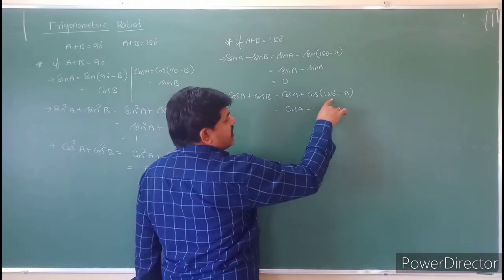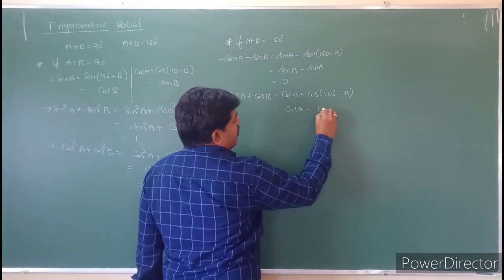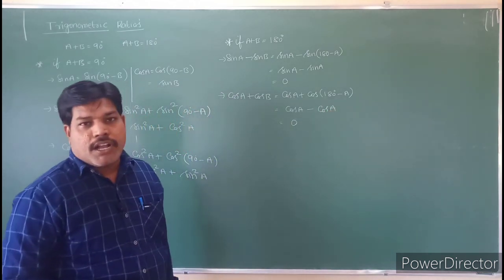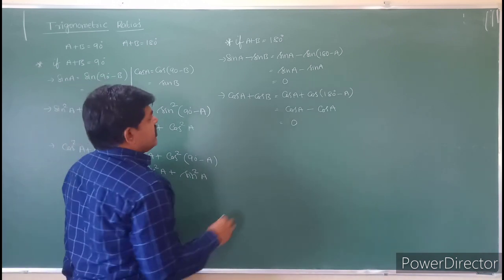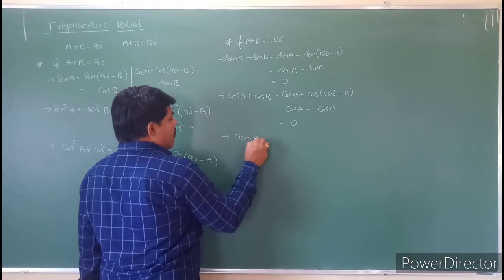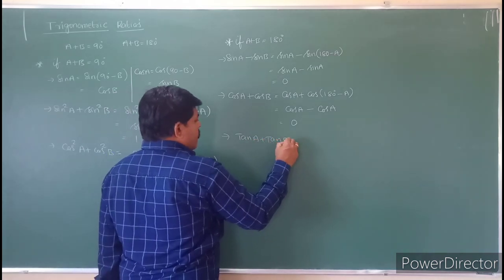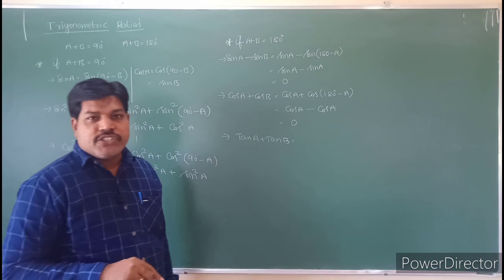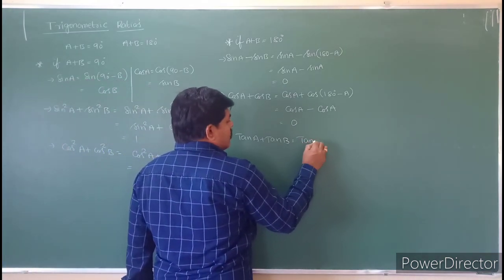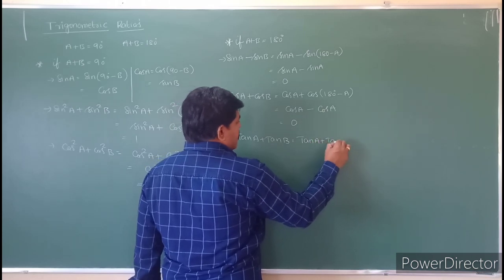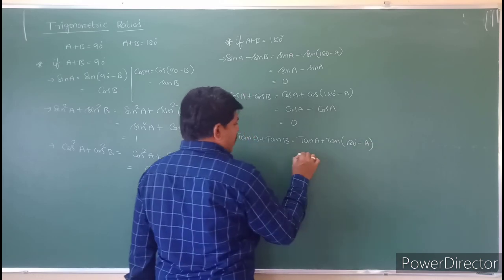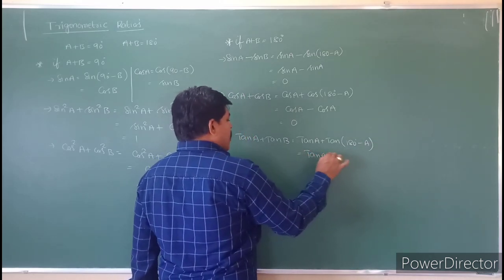180 minus 180 is there, cos will remain the same. So you will get cos a. So it will become 0. Similarly, see this one, students. That is tan a plus tan b. In the place of b, you can write 180 minus a. So that is equal to tan a plus tan of 180 minus a.